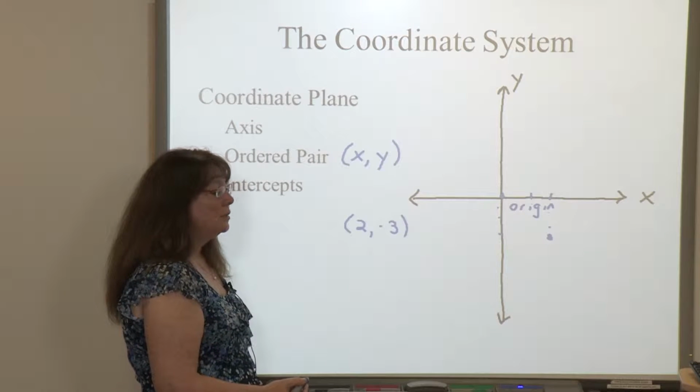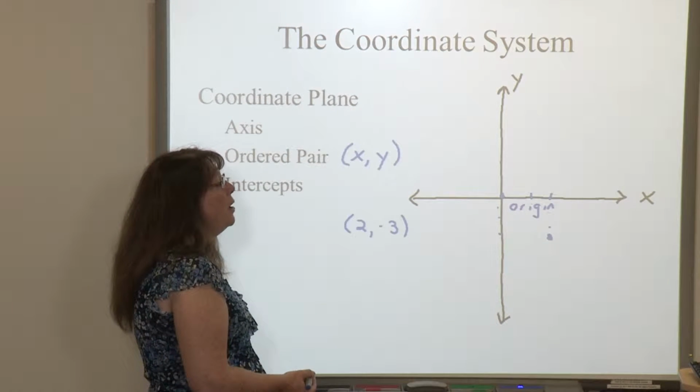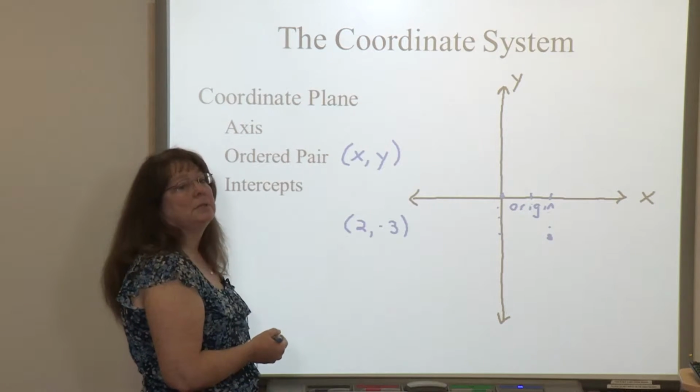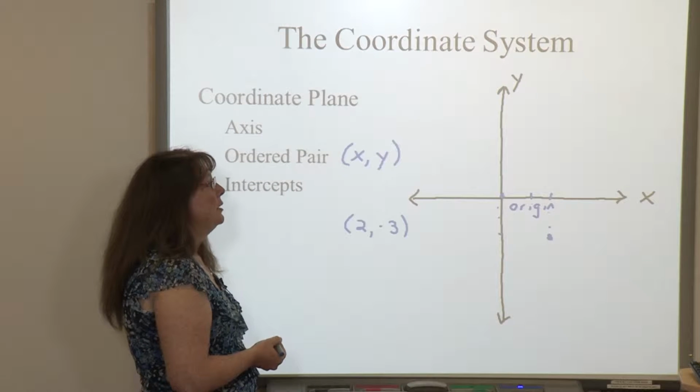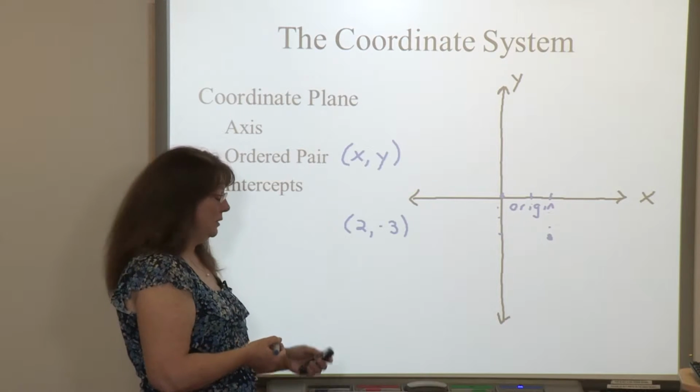The other thing that is going to be important when you're working with a coordinate system is talking about where things cross the axes. And that's called your intercepts, where you're going to cross the axis. So what we're going to do is take a look at some equations and talk about how to find intercepts for them.